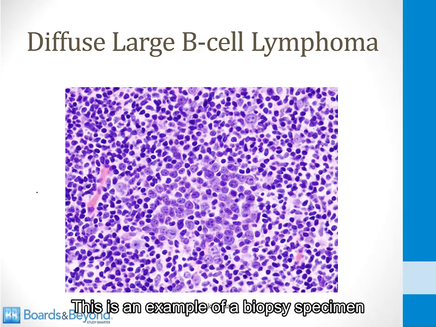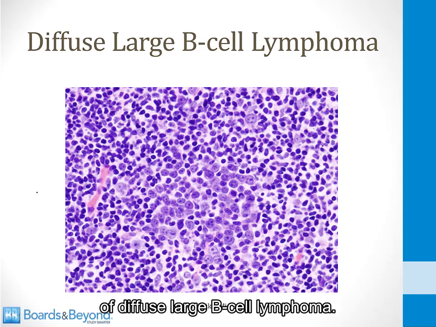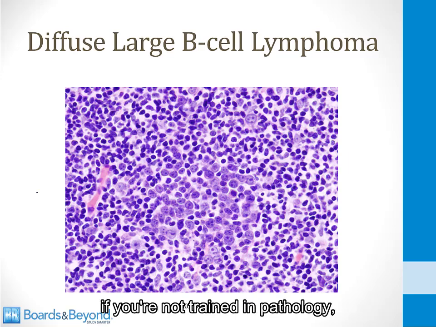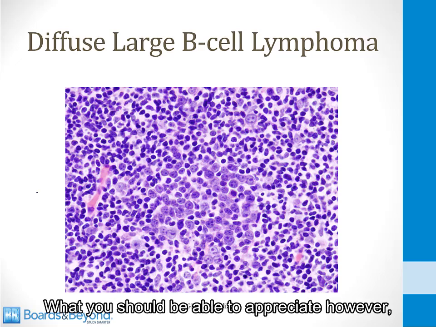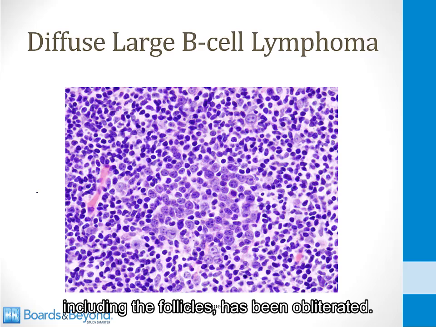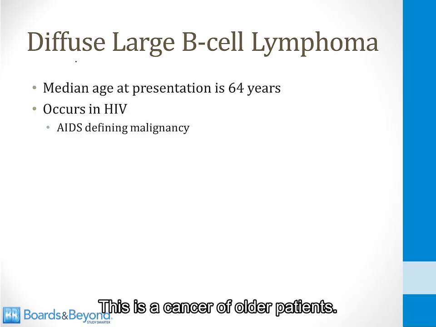This is an example of a biopsy specimen of diffuse large B-cell lymphoma. It's very difficult to recognize the cancerous cells if you're not trained in pathology. I don't recommend that you try to do that. What you should be able to appreciate, however, is that the normal lymph node architecture, including the follicles, has been obliterated. This is a cancer of older patients.